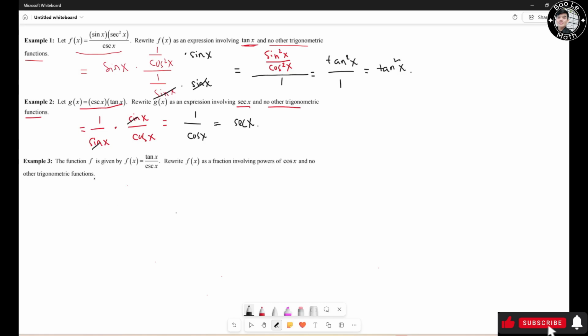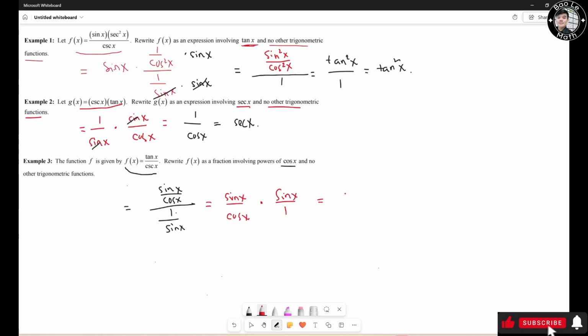Now let's move on to the third example. We need to rewrite this one in terms of cosine s, right? So tangent s is going to be sine s over cosine s, right? Cosecant s is going to be 1 over sine s, right? So this is the same thing as sine s over cosine s multiplied by this reciprocal, so it can be sine s over 1, right?